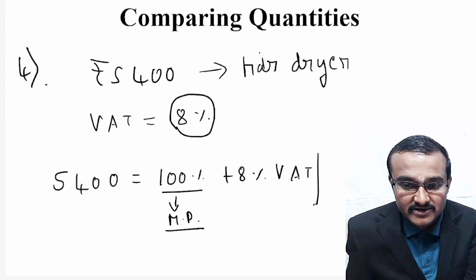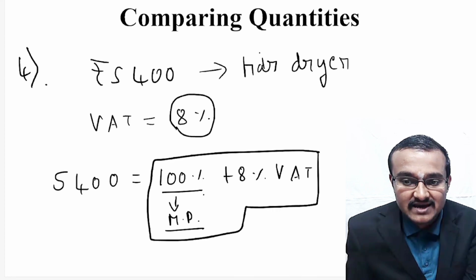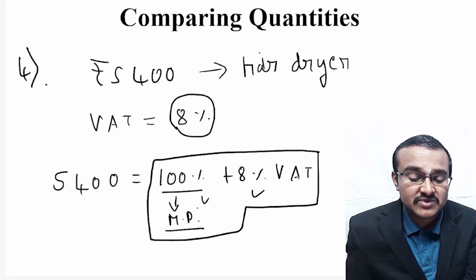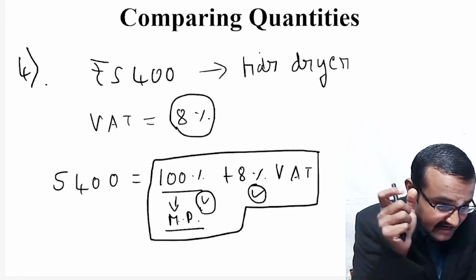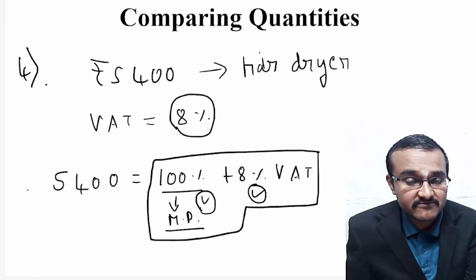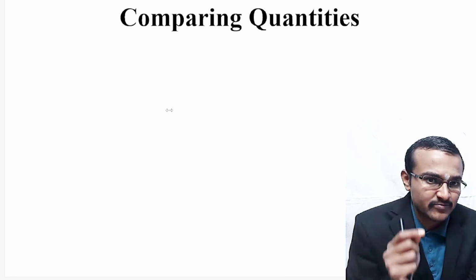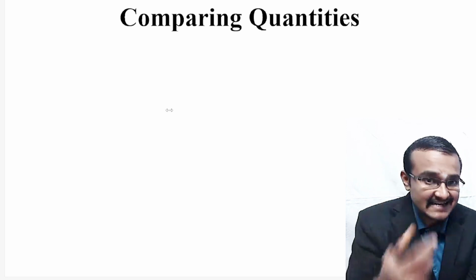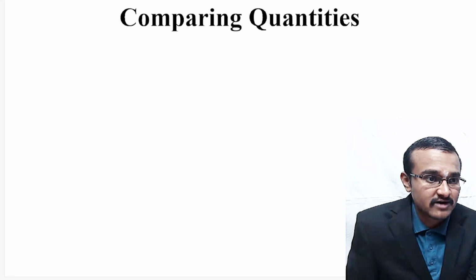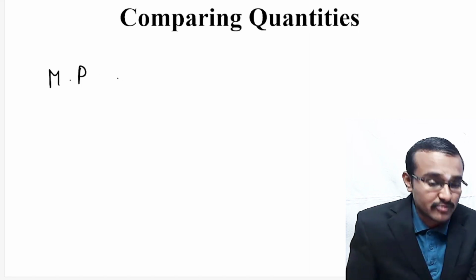So here you should remember the total 5400 is actually 100% plus 8%. So 100% was the total price of that particular hair dryer and 8% was the VAT which was added. So after adding that VAT, you got 5400. Now, since that 5400 rupees is the value after adding tax for a particular market price, we should find the market price of that particular product.